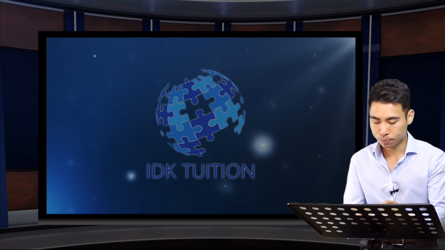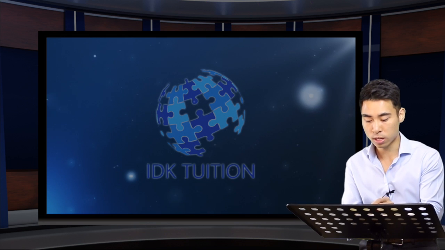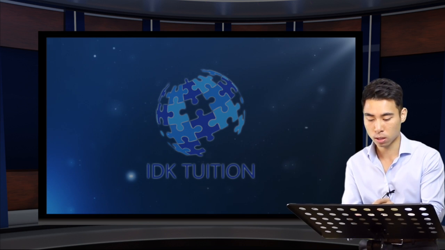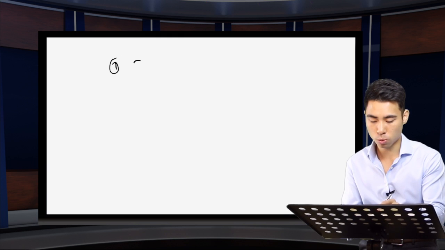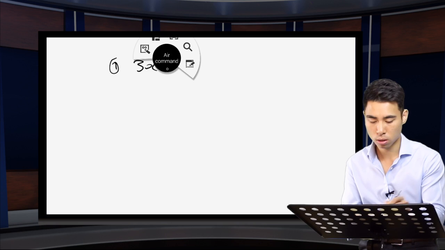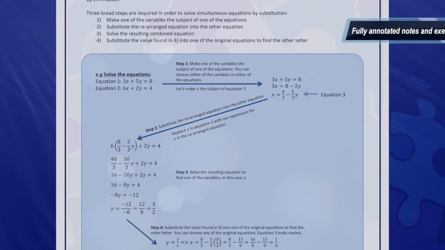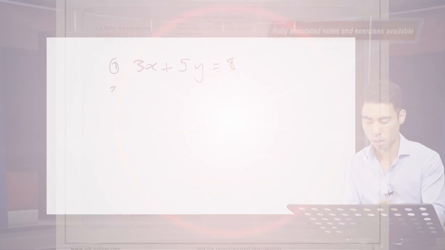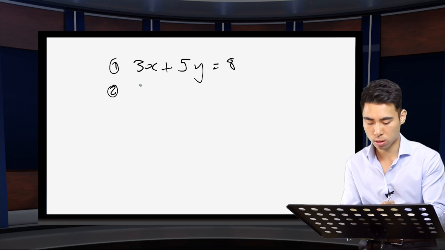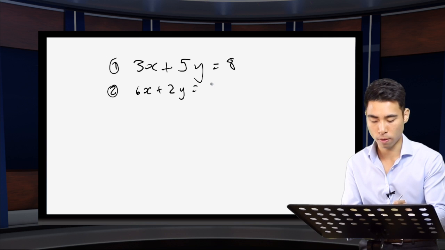The system of equations that we're going to be looking at is going to look like this. We have the first one, 3x plus 5y equal to 8. The second one is going to be 6x plus 2y equal to 4.